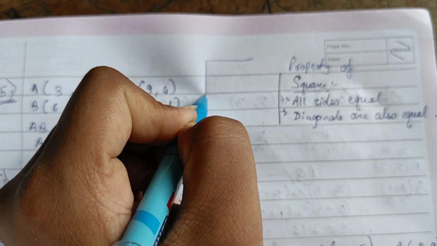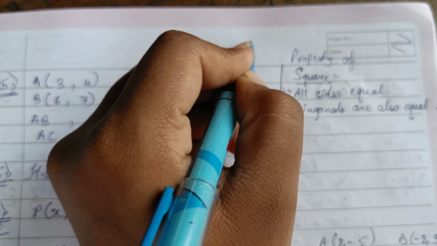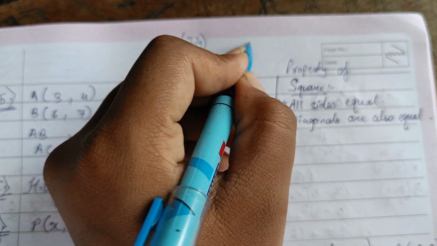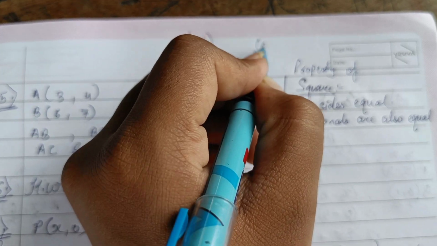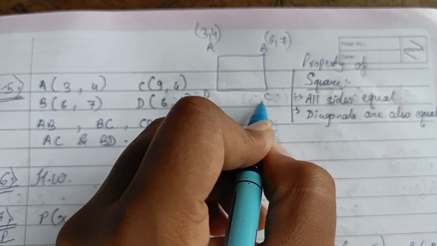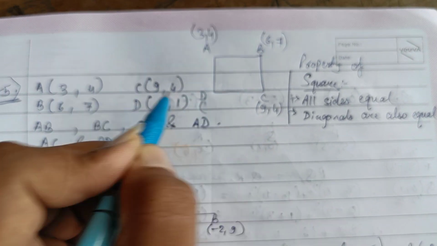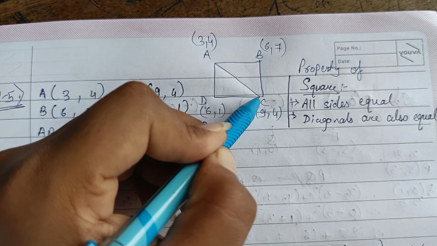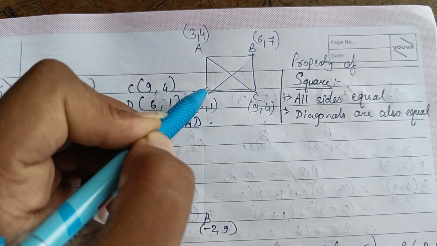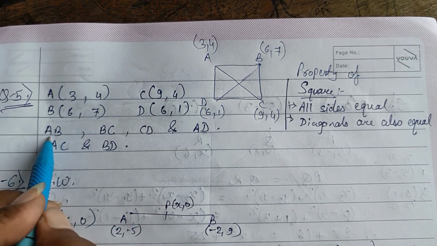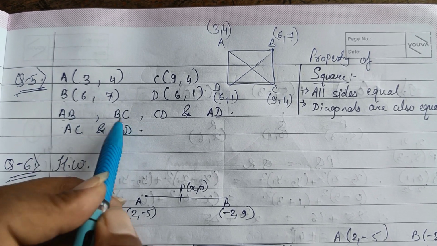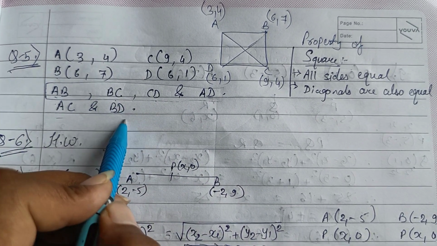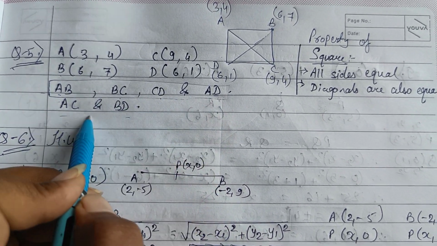See, if I make a square over here, ABCD, then A is (3, 4), B is (6, 7), C is (9, 4) and D is (6, 1). Now go for diagonals. Maximum you can have 2 diagonals, that is AC and BD. First find AB, then BC, then CD, then AD. If these 4 sides come out equal, then go for the diagonals. If these sides are not equal, then don't find the diagonals.